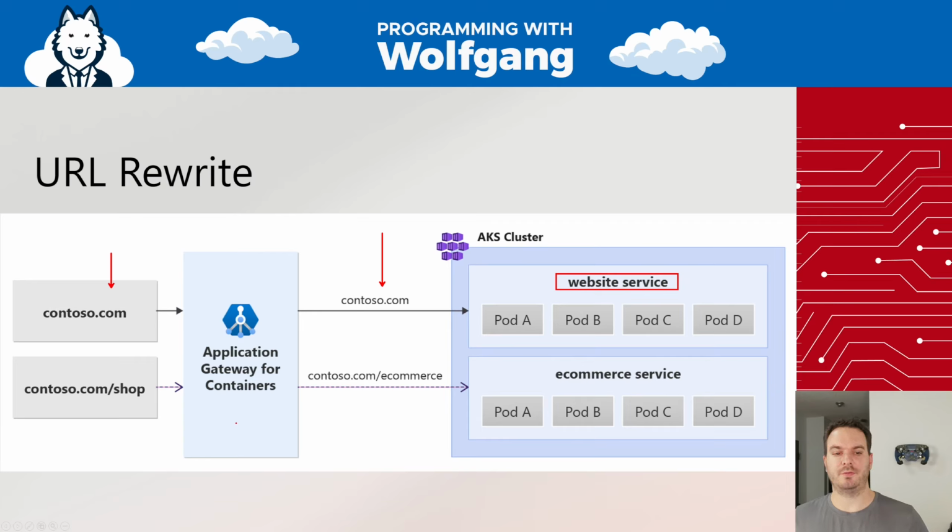In the second case, we have contoso.com/shop. Here we do a rewrite of the URL. As you can see, we send contoso.com/ecommerce and we send this to the e-commerce service. So here we have a follow-up of my last video where we can decide how we can route. In this case, we are routing based on the path, but we are also going to change the URL.